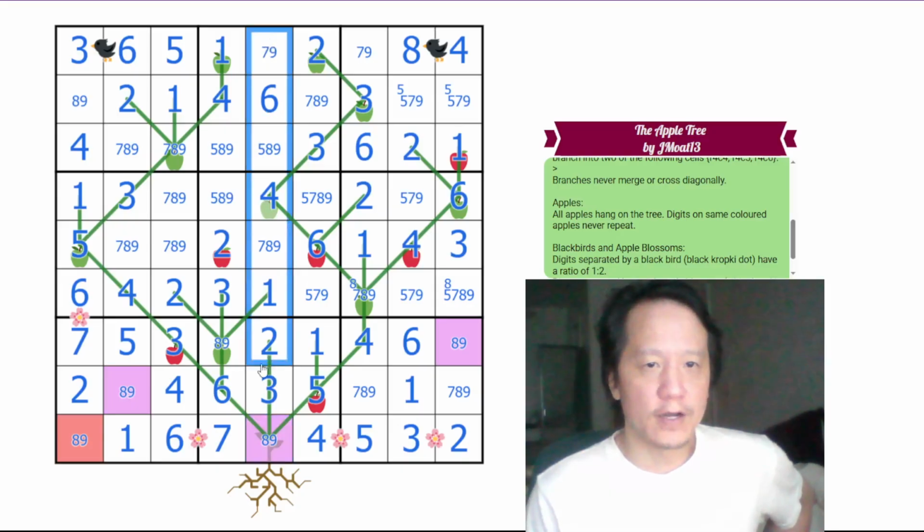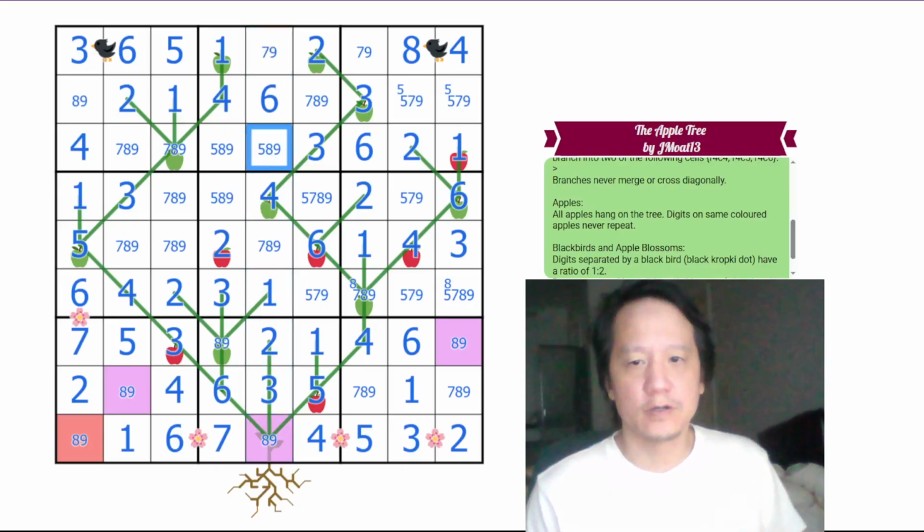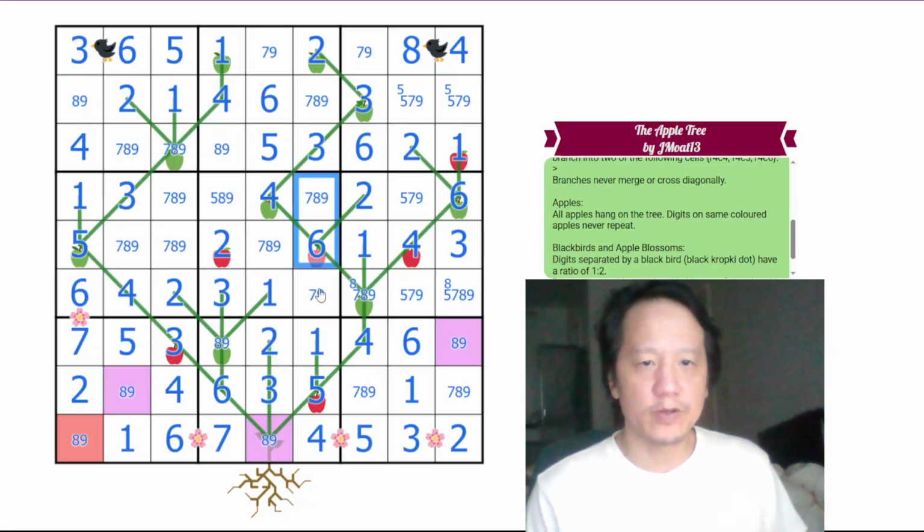Where's the 5 in column 5? It has to be here. So this is 5, which means this can't be 5. 5 cannot be here, so where's the 5 in column 4? It must be here. So this can't be 5 here. One of these two is 5.